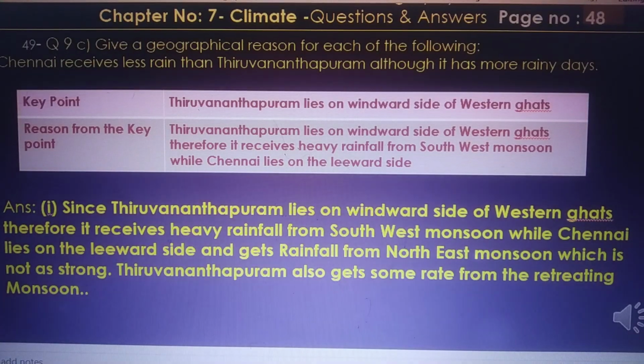Question number 49. Chennai receives less rain than Thiruvananthapuram, although it has more rainy days. What is the key point? Thiruvananthapuram lies on the windward side of the Western Ghats. The reason from the key points: Thiruvananthapuram lies on the windward side of the Western Ghats. Therefore, it receives heavy rainfall from the southwest monsoon, while Chennai lies on the leeward side.